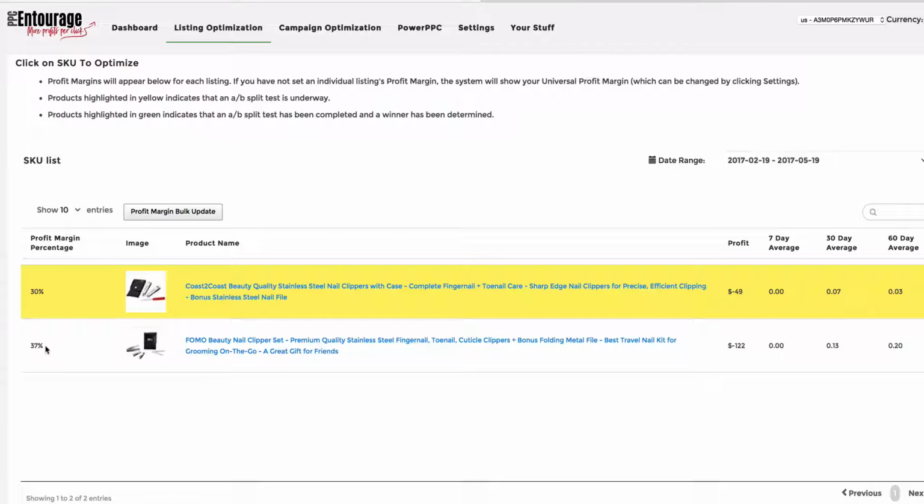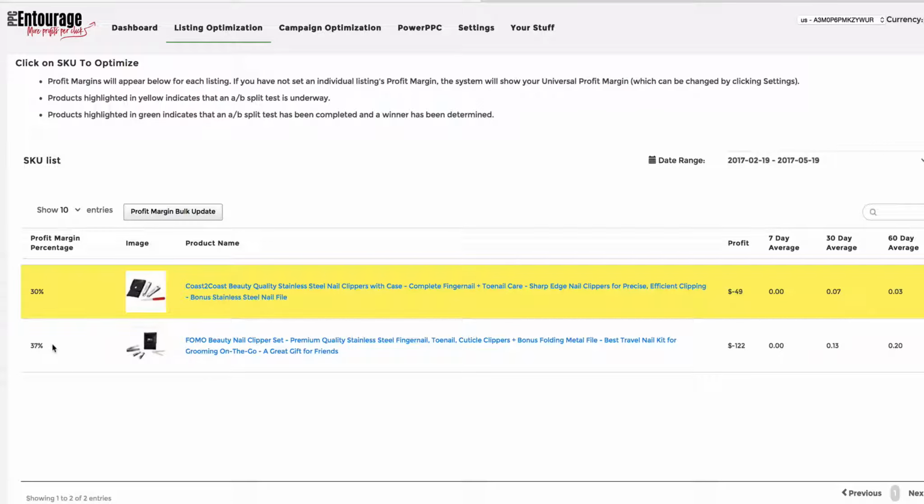It really helps to know that going forward, because a lot of people that I work with, their main goal is to at least break even using PPC. So that means that their ACoS percentage in this particular example should be at least 37%. Obviously, the lower, the better.